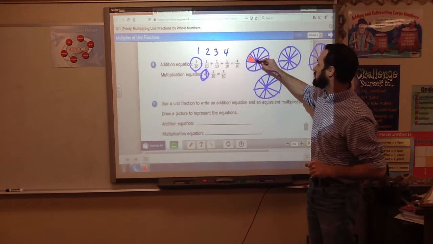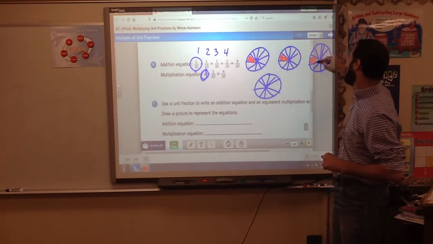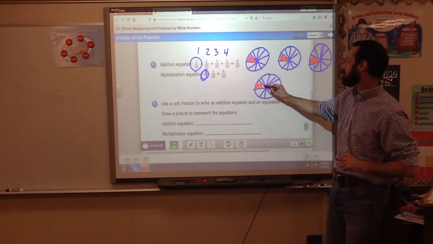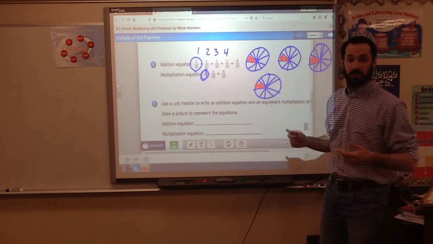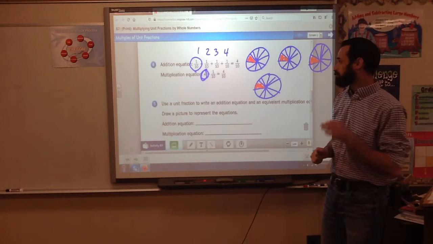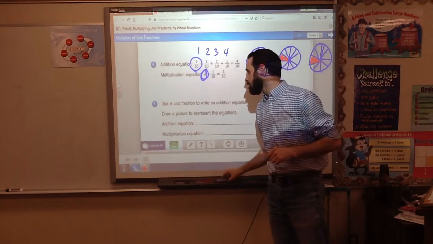I have 10 pieces, so I color in 1. I color in 1 here, I color in 1 here, and color in 1 here. 1, 2, 3, 4 out of 10. Out of a total of 10. So you should add something like that.